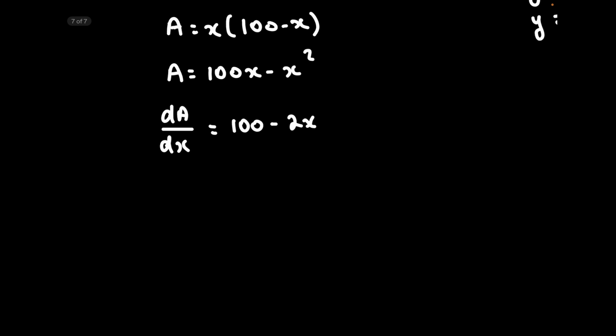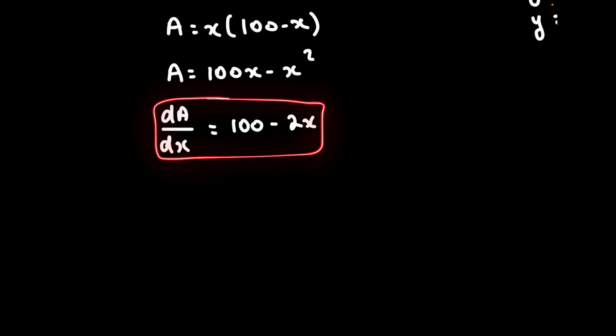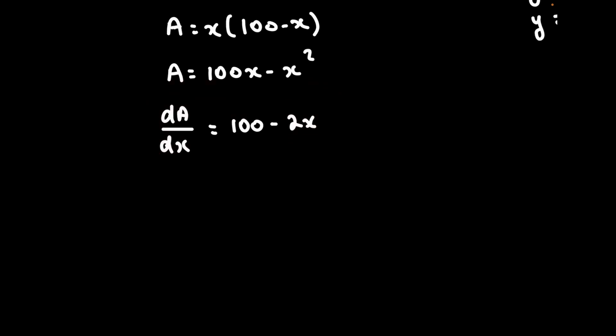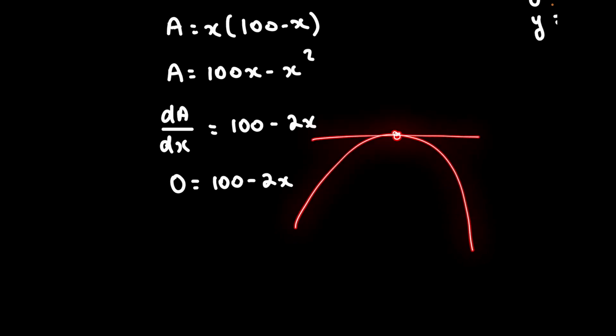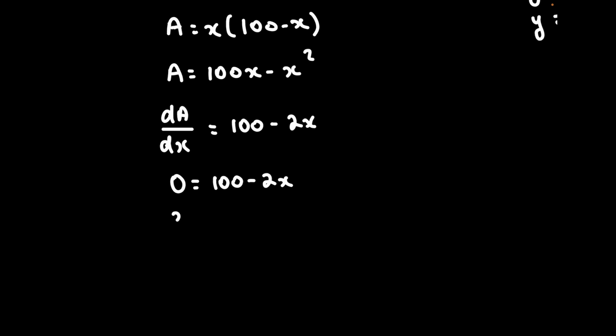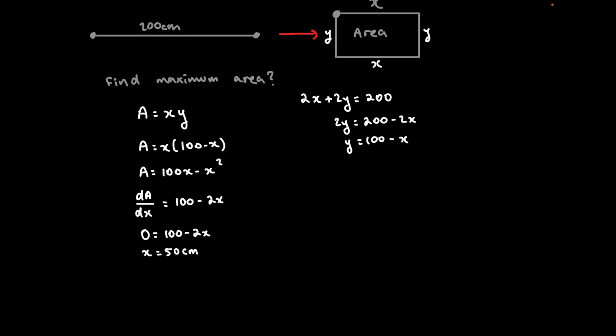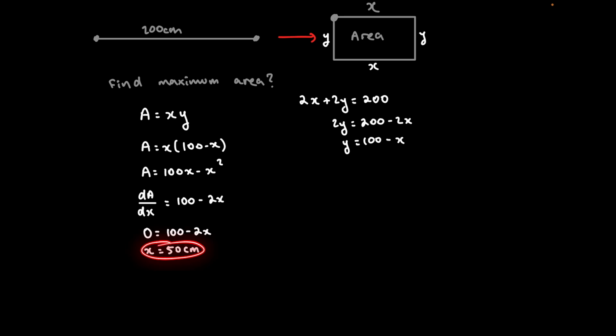To work out the maximum of any function using calculus, we would always have to make the derivative equal to 0. This is the point at which there exists a stationary point. So if there's a stationary point, the derivative is equal to 0. It'll be a maximum here. That would mean that x is simply equal to, in this case, 50. So x is 50 centimeters.